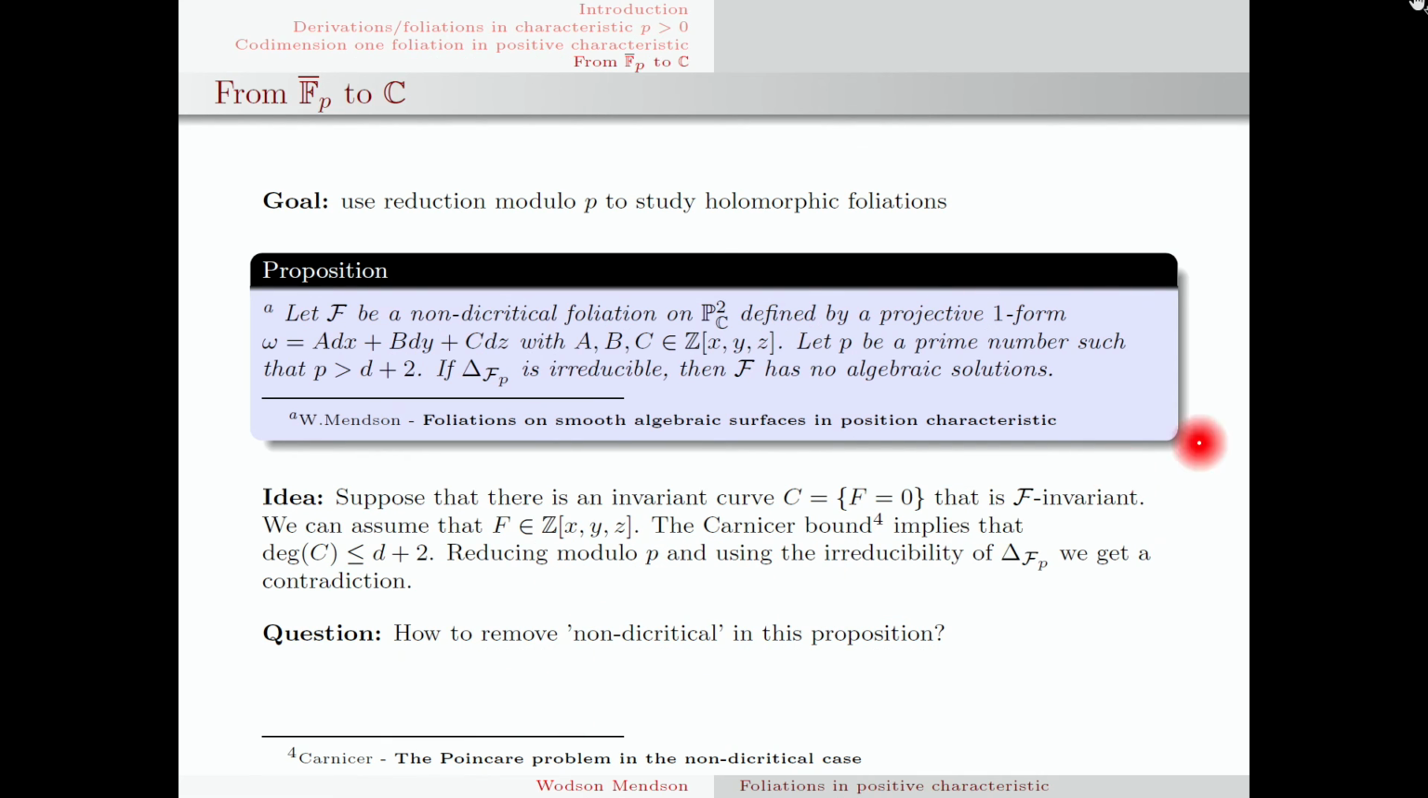This can be applied for dual foliations, some class of them, not all of them, because it was irreducible. Yes, we can apply. With just one prime, you get information about the foliation. But I don't know how to remove this.